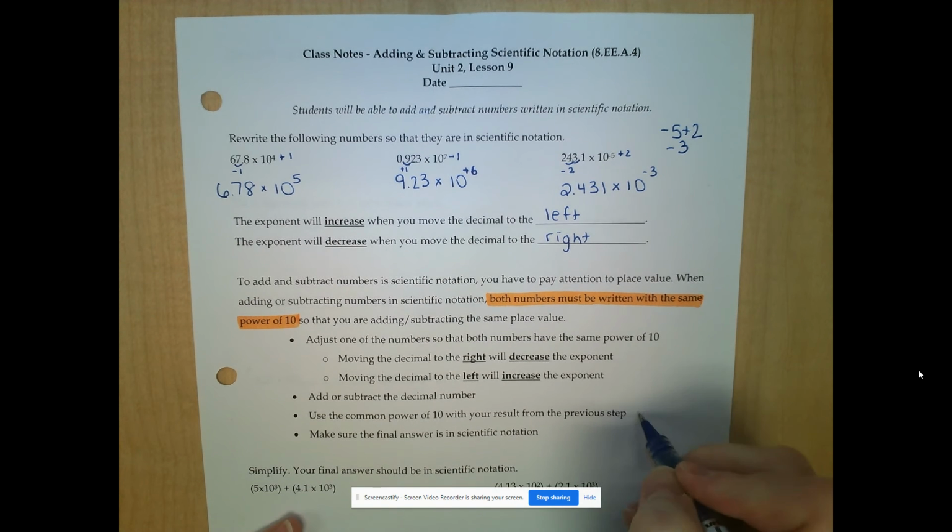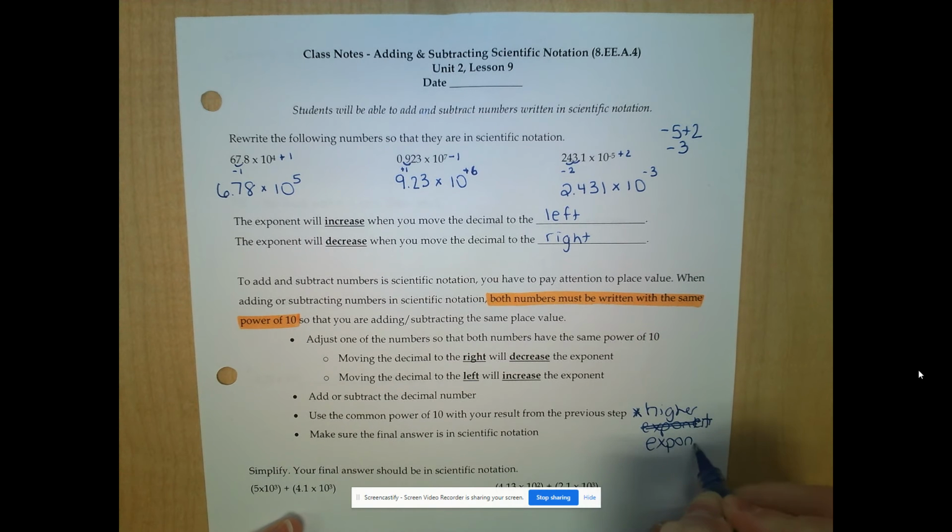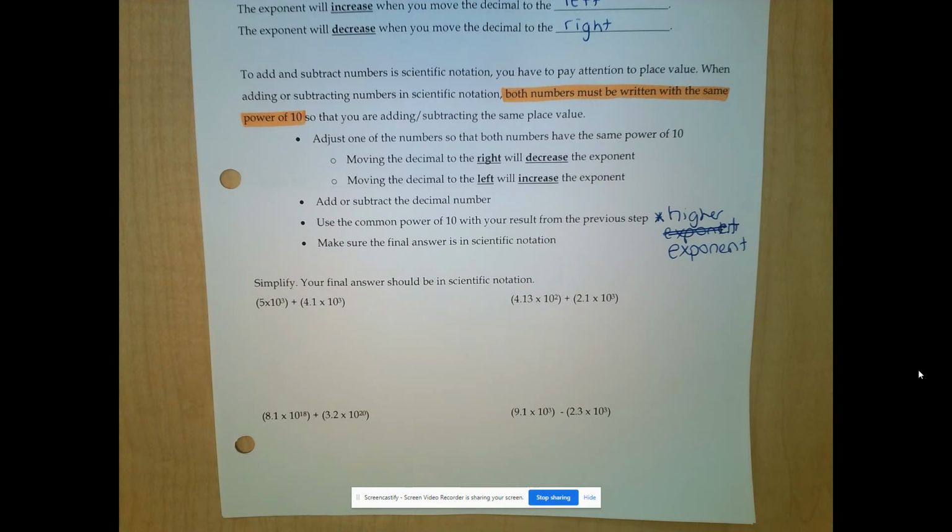Now, I want to put in a little disclaimer here. You want to go up to the higher exponent. It's going to save you time later to go up to the higher exponent. And I'll show you exactly what I mean by that.